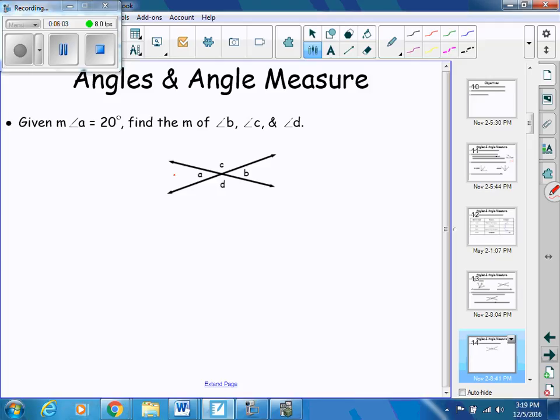We know angle A is 20. Because angle A is 20, I know that angle B has to be 20 degrees as well, because A and B are vertical angles.